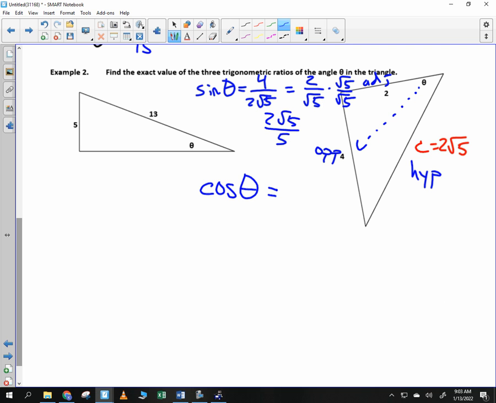What's cosine going to be? Oh, root of 5 over 5. Yes, you have 2 over 2 roots of 5.